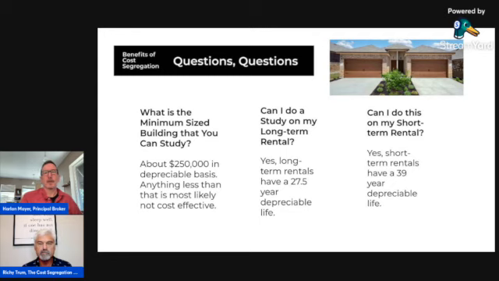Okay. And you can do long-term, short-term rentals here? Yeah, you can. A lot of people don't know this about their long-term rentals, but they're 27.5-year assets. So our studies work great for those. And we're seeing a very large number of professionals getting into the short-term rental business. And those have a 39-year depreciable life. So they can be really good for cost seg.